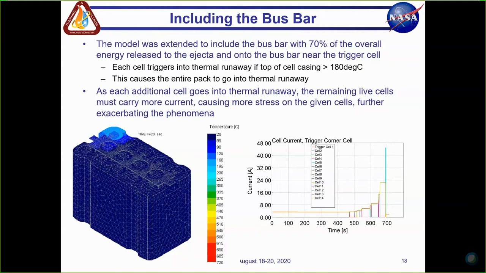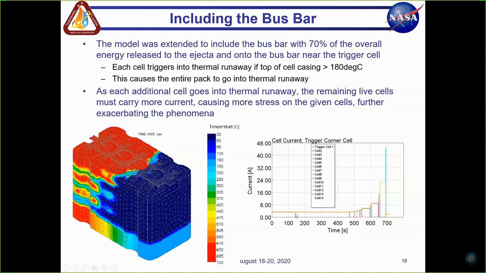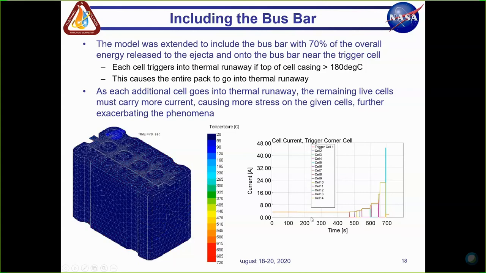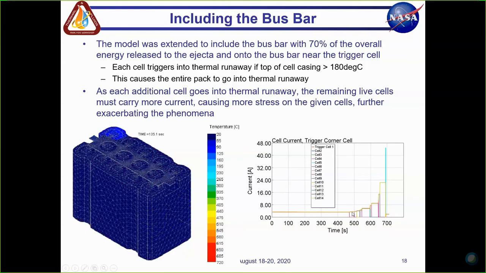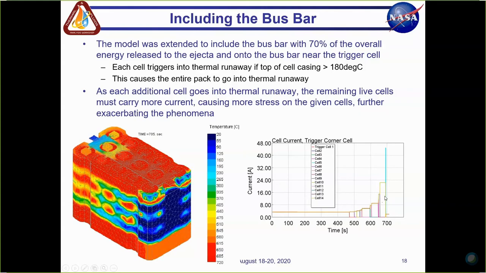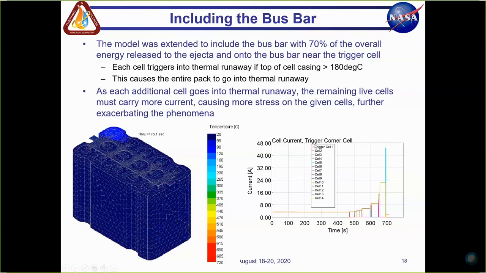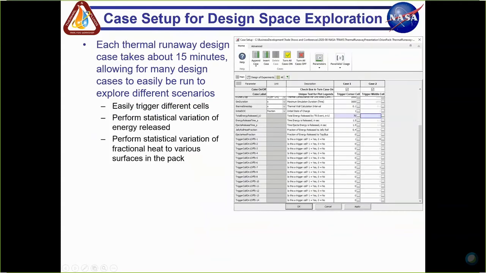And it's interesting that I imagine with tweaking some contact resistances and some thermal properties and so forth, and playing with the ejecta heat that goes onto the bus bar, we could probably replicate the test in this case. But it's interesting to see just a proof of concept that you can actually get the entire pack to go into thermal runaway under certain circumstances. And it's also interesting looking at the current profile that as each cell starts to go into thermal runaway, each neighboring cell now has to carry more and more current to pick up the slack, to the point where obviously the entire pack is no longer functional.